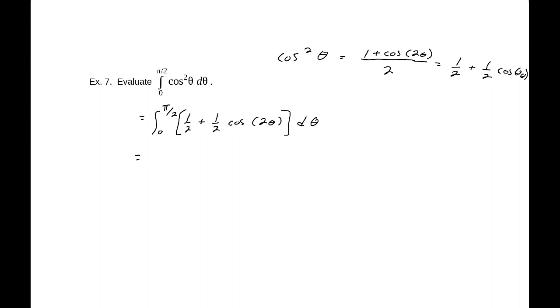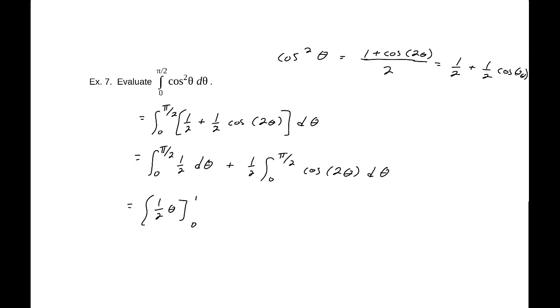I'm going to treat this as two integrals, actually. I'm going to break this up because I can do that. Plus 1/2 integral from 0 to pi over 2 of cosine 2 theta d theta. For the first one, it's going to be fairly straightforward. That's going to be 1/2 theta, evaluated from 0 to pi over 2, which will be pi over 4. So the first bit is pretty straightforward.